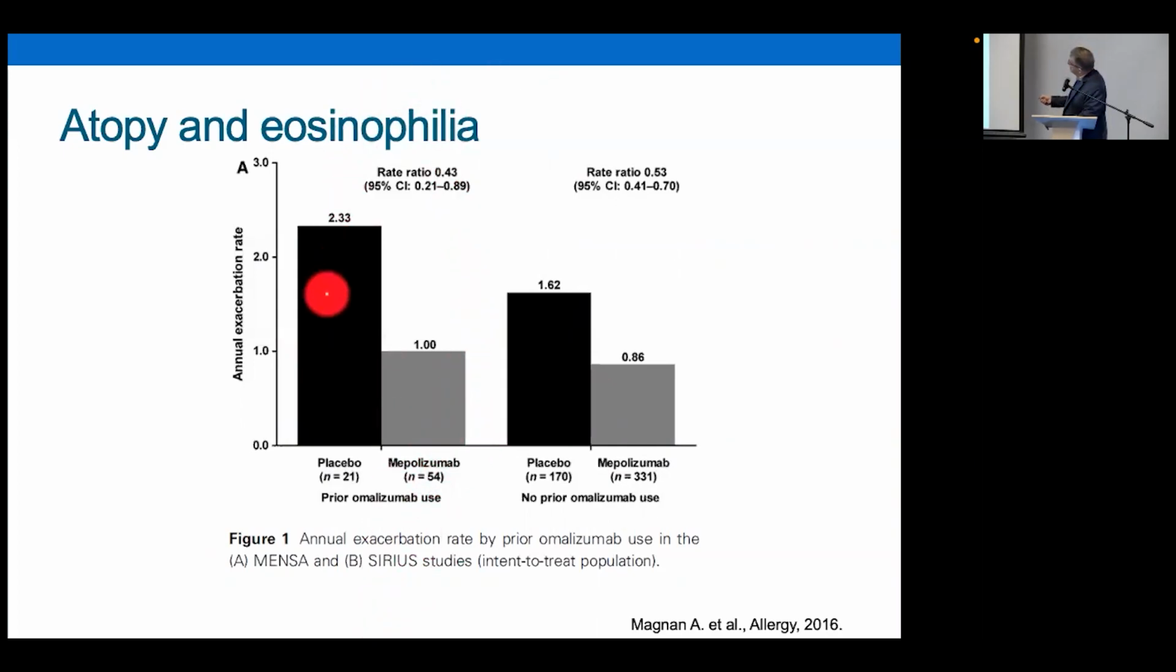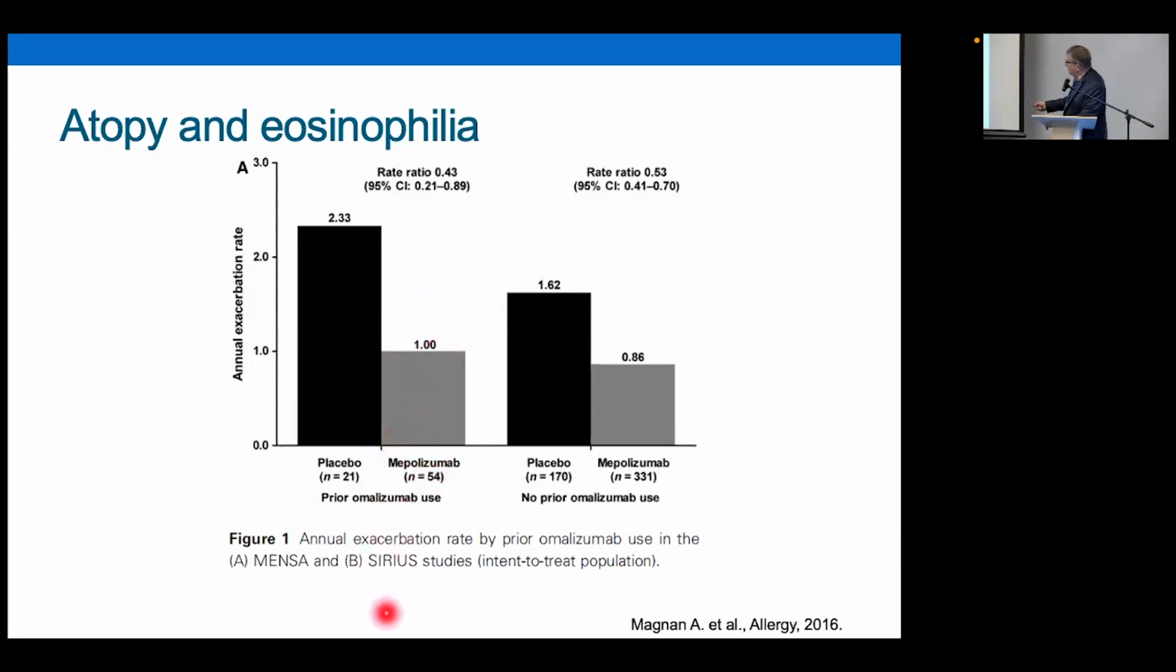And look at that. This is the annual exacerbation. Here you have placebo, mepolizumab, and the annual exacerbation rate by prior omalizumab use in two studies. It's a post-hoc analysis. So this patient didn't respond to omalizumab, and then they decided to put them under mepolizumab. They have placebo or mepolizumab. They have omalizumab prior. So you have a decreased rate of exacerbation.